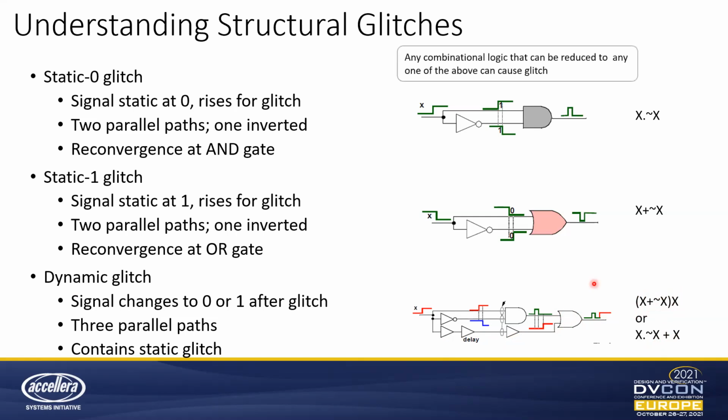So any combinational logic that can be reduced to any one of the above can cause a glitch. Our aim is to identify the combinational logic, do some analysis, and see whether it can be boiled down to this kind of expression or not. If we find such an expression, then it means there is a glitch.